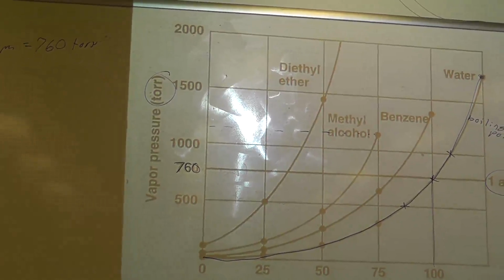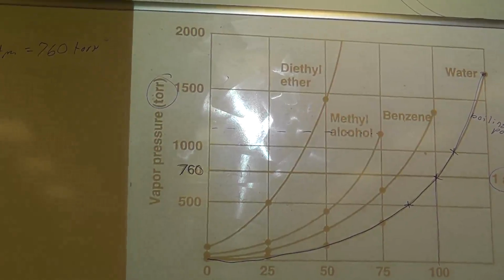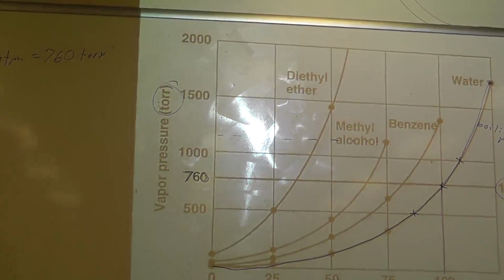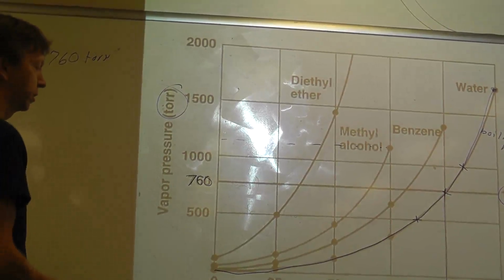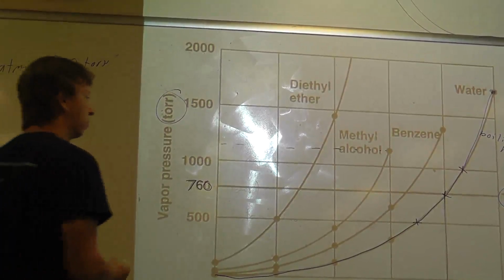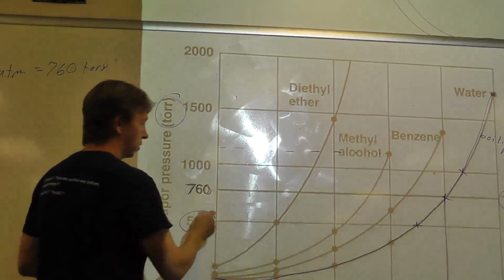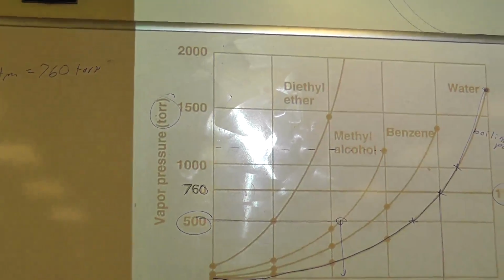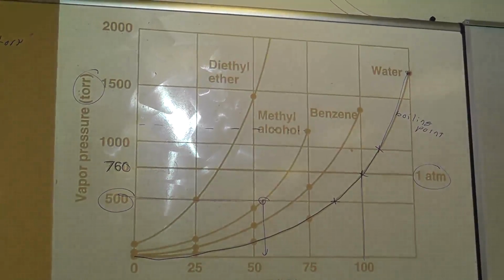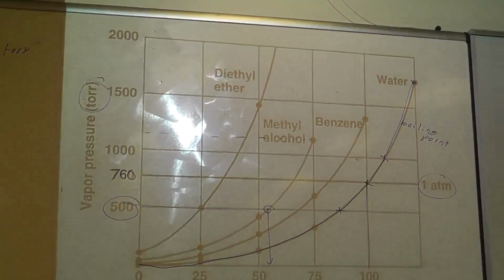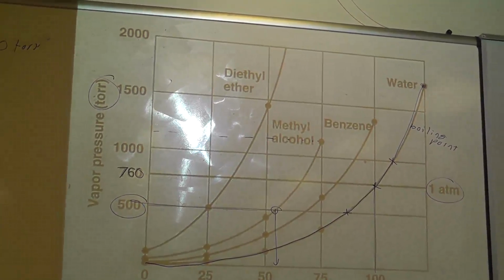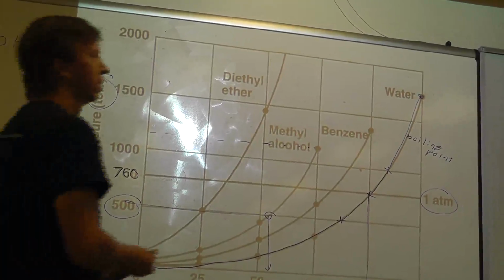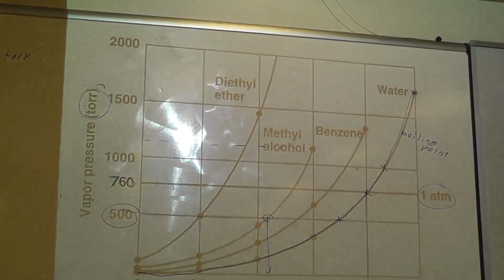You can read it as vapor pressure as a function of temperature. You can read it as boiling temperature as a function of applied pressure. If you were asked, what is the boiling point of methyl alcohol at 500 torr? That'd be about 55 degrees. It's vapor pressure as a function of temperature, or it's boiling temperature as a function of pressure. Do you see how to read it both ways? And another way you can read it is as a measure of intermolecular forces.